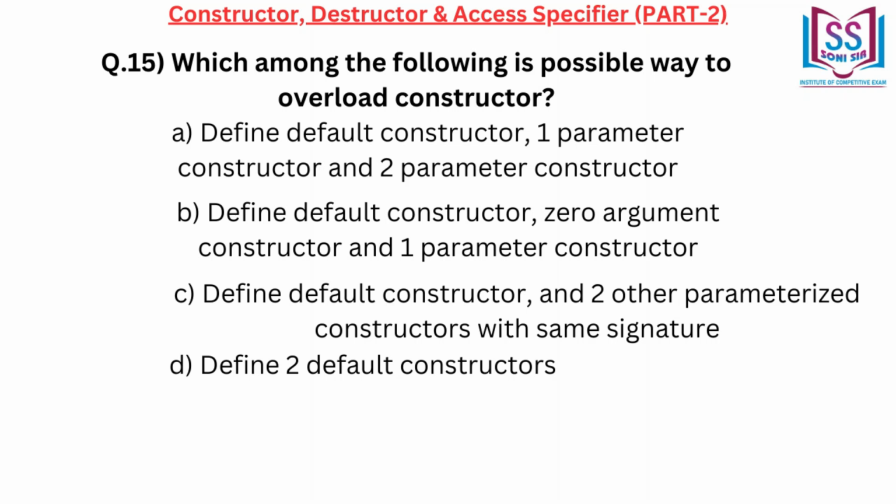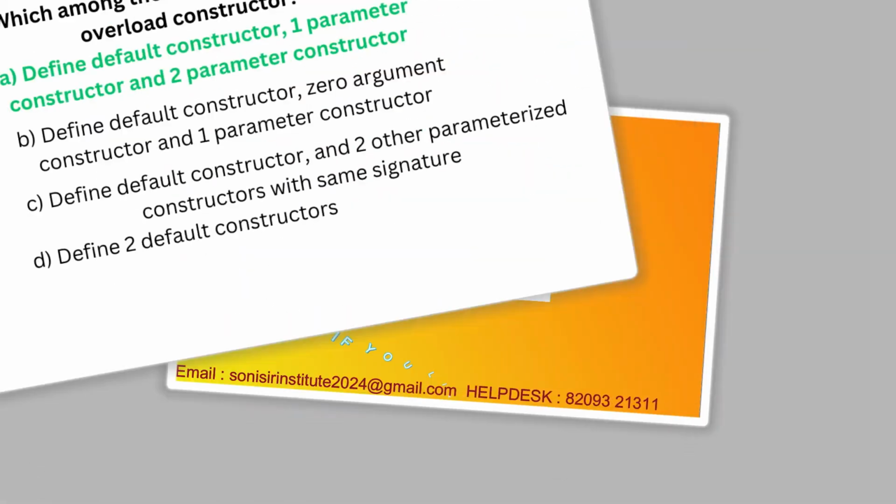Which among the following is possible way to overload constructor? A. Define default constructor, 1 parameter constructor and 2 parameter constructor. B. Define default constructor, 0 argument constructor and 1 parameter constructor. C. Define default constructor and 2 other parameterized constructors with same signature. D. Define 2 default constructors. Correct answer A. Define default constructor, 1 parameter constructor and 2 parameter constructor.